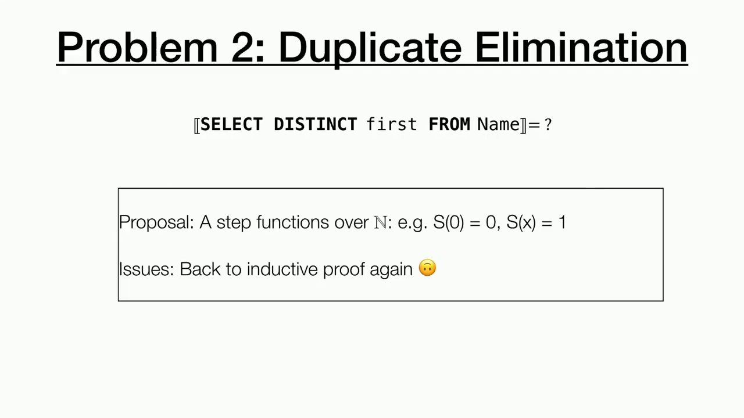So this is the first problem of using this relation as a function way of doing algebraic reasoning. And the second, so any questions here? And the second problem we are facing is duplicate enumeration. And so basically, how can we convert bags of relations to sets, right?